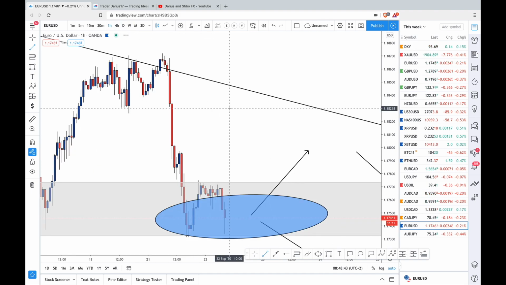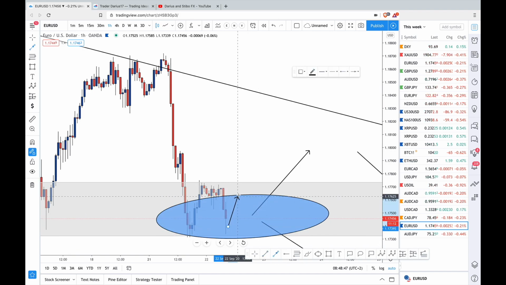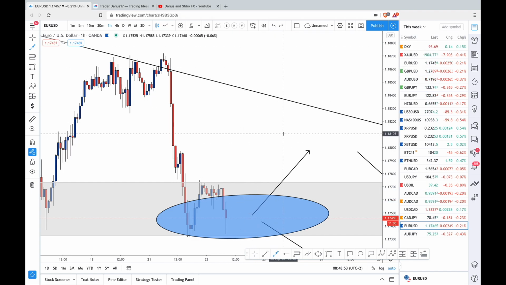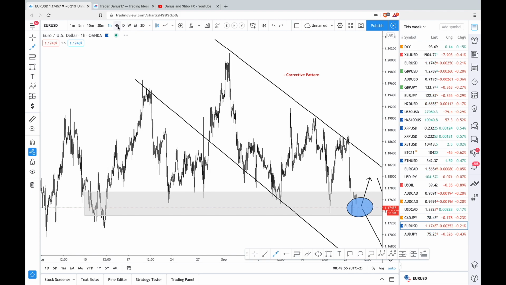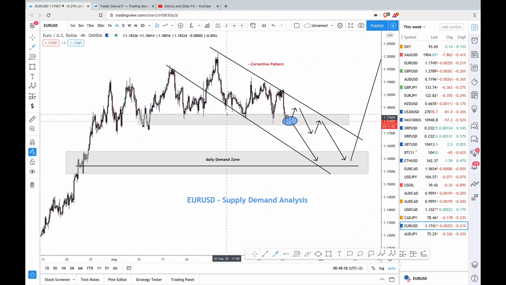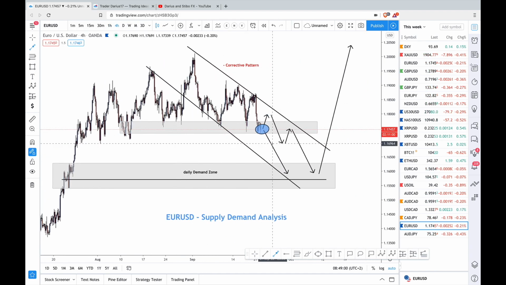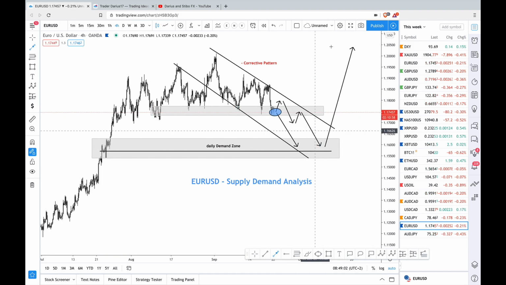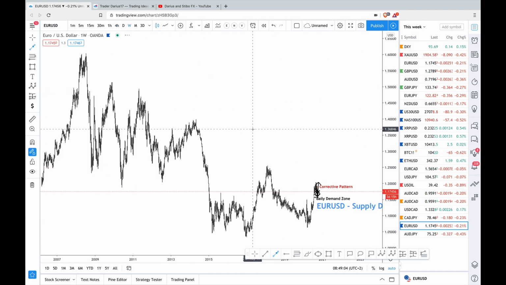Let's have a look on the 1 hour. Yes, also on the 1 hour it looks pretty good. Maybe we're going to see this movement like this, and then we're going to continue to drop down. These are the only possibilities that I see on EURUSD. But also on EURUSD, guys, you can see corrective pattern, and then we're going to expect a continuation to the upside.